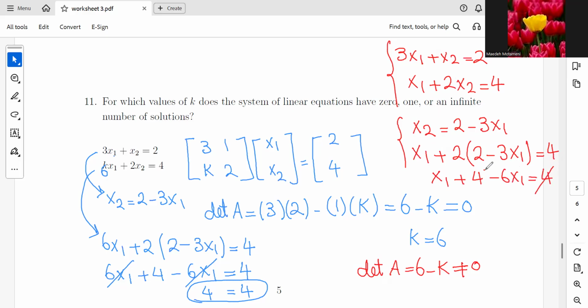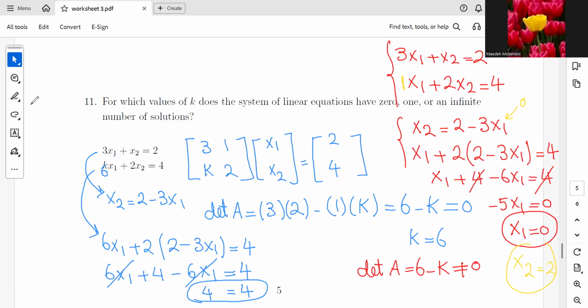this. We know that 4 and 4 will be cancelled. Left side will be negative 5x of 1, and right side is 0. So x of 1 is going to be 0. And if x of 1 is 0, I would plug that here, and I would have x of 2 as 2. This is the unique solution if k was 1. So you would have solutions for other possible amounts of k, but not 6.